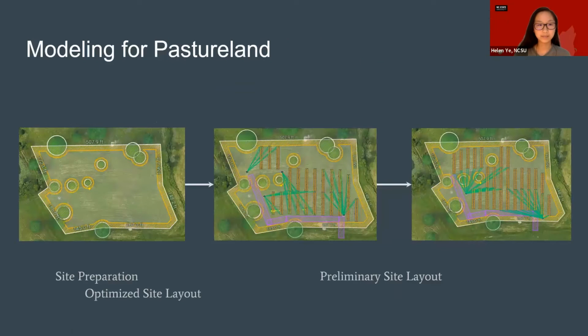To model the pasture land, we first started by prepping the site in Aurora. Based on prior experience with ground mount solar panels, an offset of 20 feet was placed from the edge of the panels. And in accordance with the International Fire Code, a 10 feet offset was placed for all trees. Next, we modeled our preliminary site layout. Optimum string size for our design was determined based on our equipment. Spacing was initially determined using a ground cover ratio of 0.3.